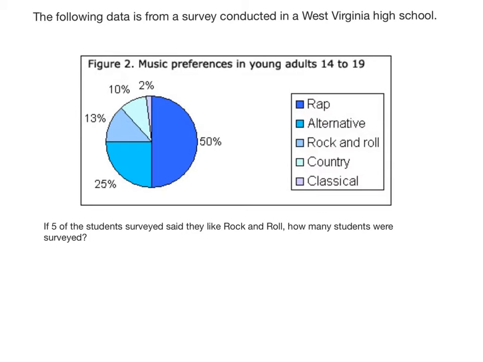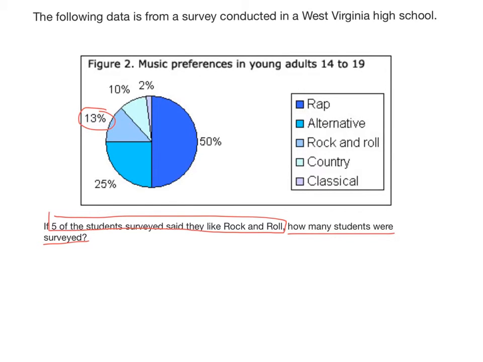All right, last example here. Here we have another graph from a survey. Oh, this one looks suspiciously familiar. This data, though, was taken from a survey conducted in a West Virginia high school. If 5 of the students surveyed said they like rock and roll, how many students were surveyed? So here we're looking for how many students were surveyed. We know that 5 of the students said they like rock and roll, so we need to look at the rock and roll percentage here.